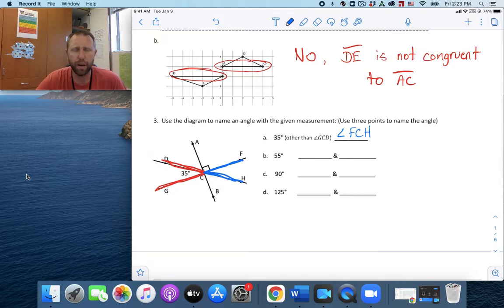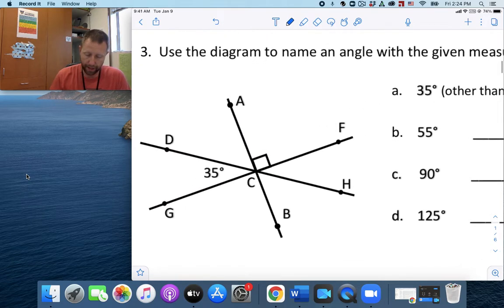All right, which one is 55 degrees? Well, that's an interesting question because I don't see any 55 degree numbers on there. I see that I have this 90 degree symbol. So that makes the next question easier. But for this question, where are they getting that 55 degrees from? Well, glad you asked. When I zoom in here, right?